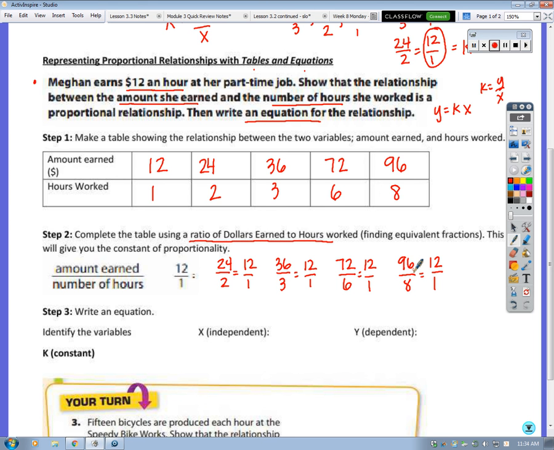So do I have the same constant of proportionality here? Do all of these simplify down to the same value? Are all of these equivalent fractions? If so, then they are proportional, and our constant of proportionality is the one that they simplify down to. So let's go ahead and write that equation.